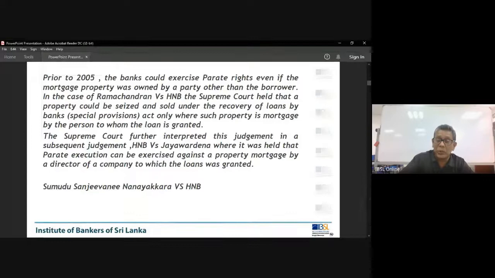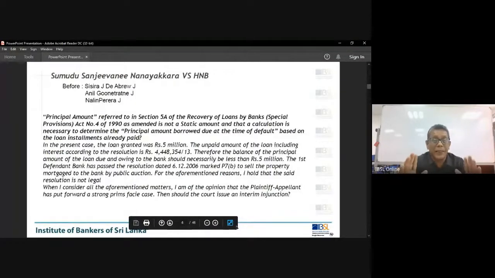Now I will just show you the case. Now think about the basic thing. The judgment was given. It is not in your handout, right? The judgment was given by three Supreme Court judges: Sisira de Abrew, Priyasath Dep, Anil Gooneratne and Nalin Perera. That's a very interesting case. Now, see how they proved how unfair the parate execution is. That's a very simple one.